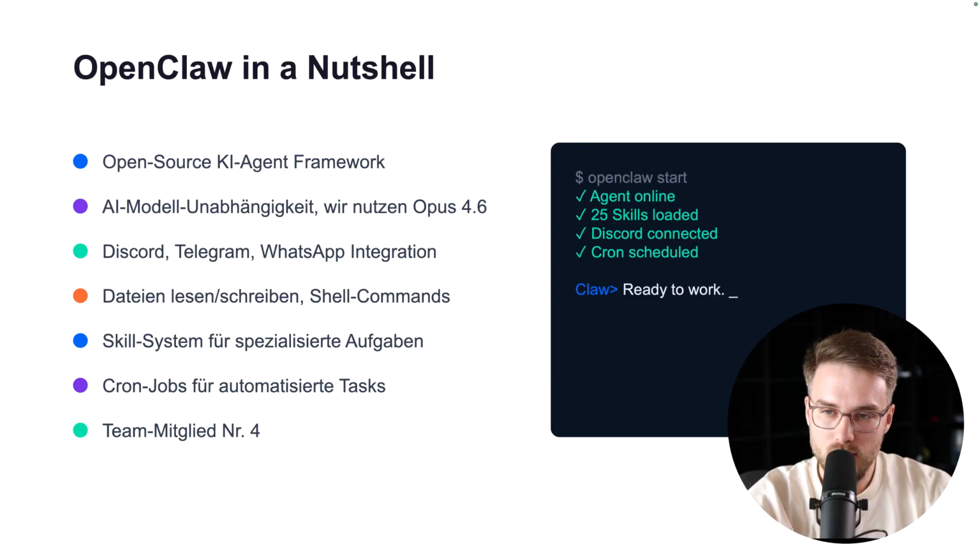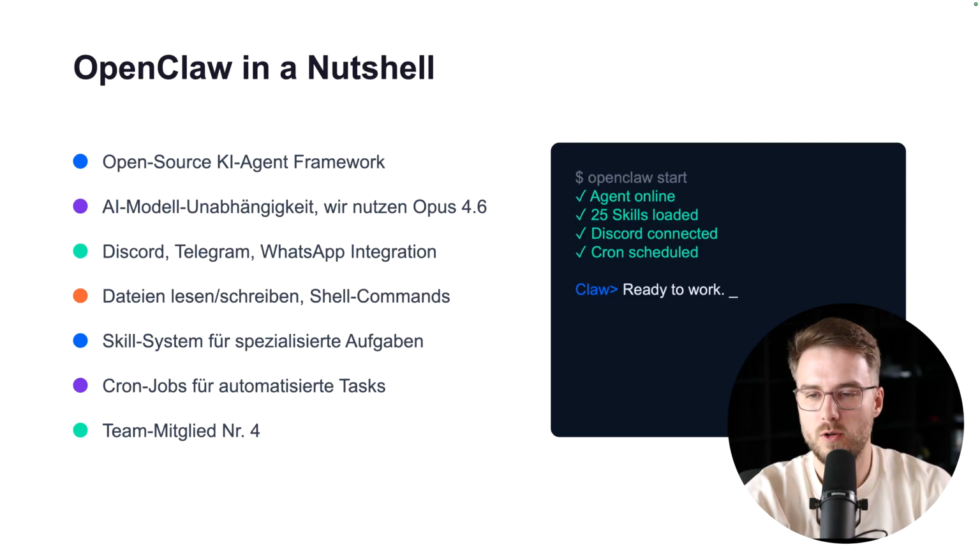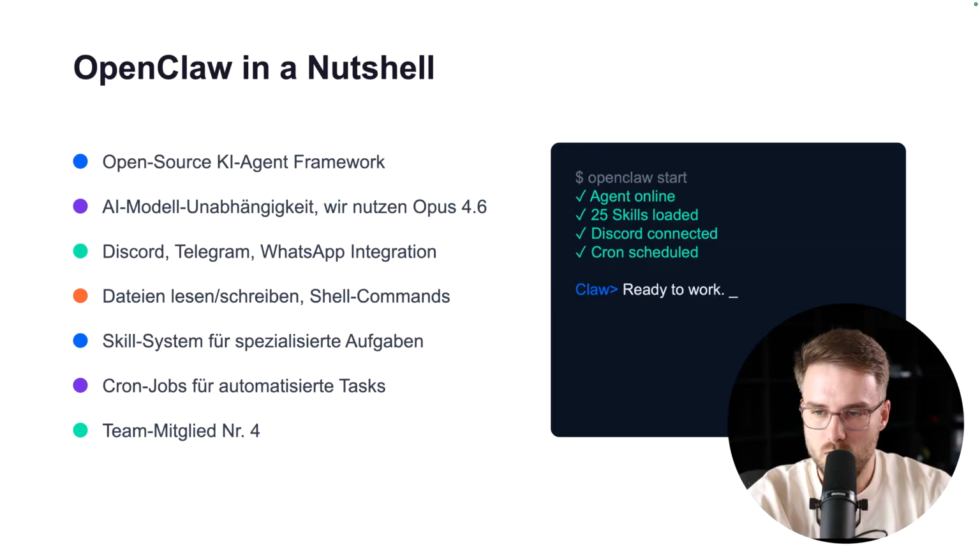It can read and write everything on the PC. It can execute shell commands as if I were at the PC, so execute bash scripts, etc. It has a skill system for specialized tasks, and it can also run cron jobs for automated tasks. And for us, it's team member number 4. We are 3 founders, and our OpenClaw is team member number 4. So our first AI employee who actually does things for us.